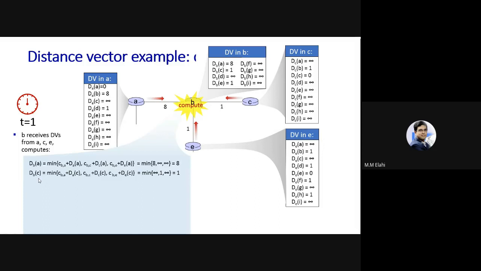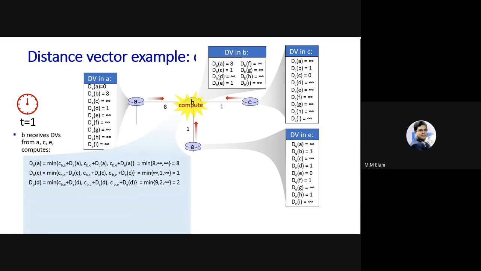So what is D B C? Again, there are three options. C B to A plus D A to C. The same way, it will find infinite, 1, infinite. So the value will be the same. Okay, let us see one particular example where the value will change. So far the value was as it is, right? D B A was 8, it still got 8. D B C was 1, still got 1. But let us see one example where the value will change. What is the value of D B D in the initial table? Distance vector in B, that is infinite, right?